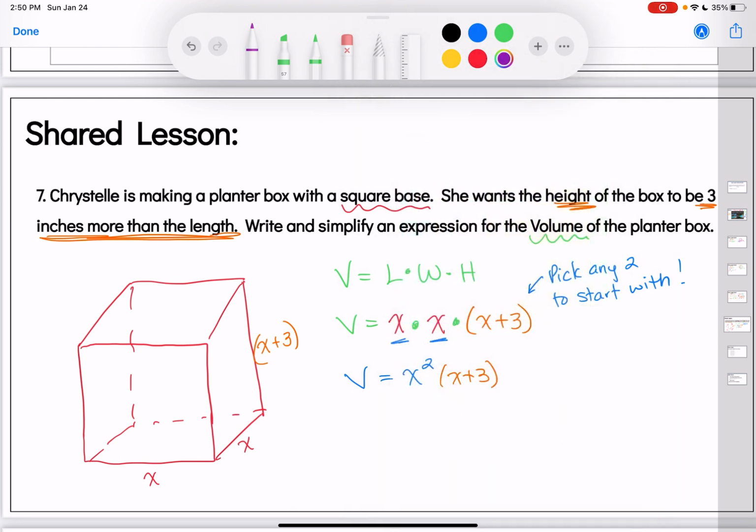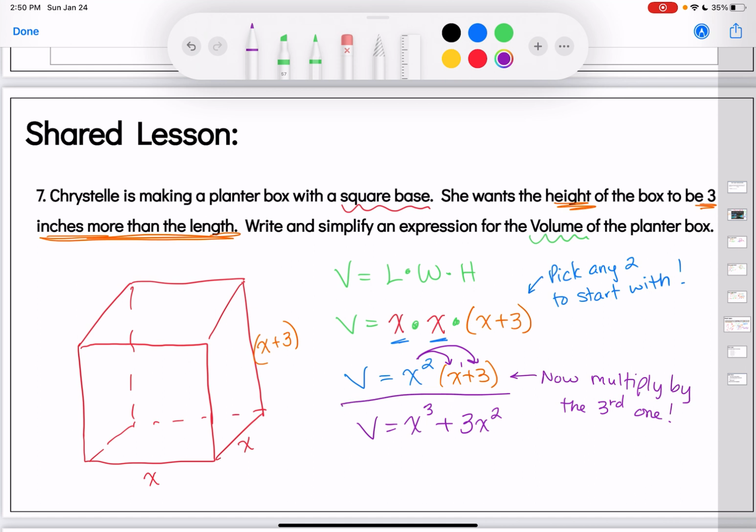After you've picked two to multiply together, now multiply by the third one. Okay, so don't try to multiply 3 all at once. Can't do it. Pick two, get an answer, then multiply it to the third one. So now in this case, I have to start distributing. So I'll get x squared times x to the first is x to the third. X squared times 3 is 3x squared. So my volume is x to the third plus 3x squared.